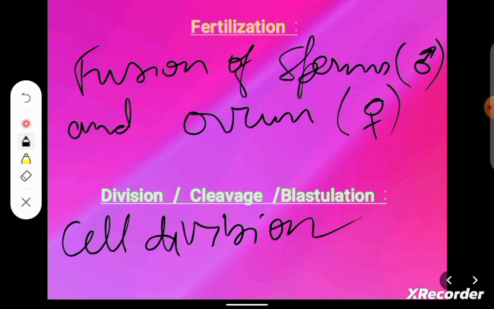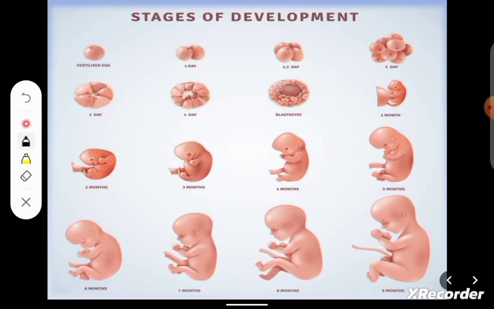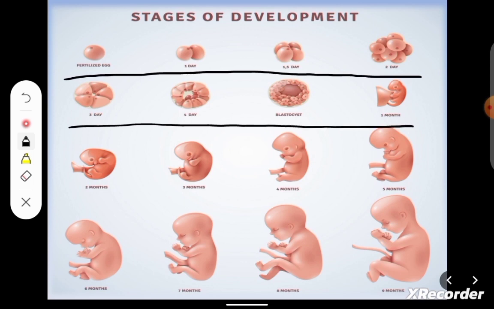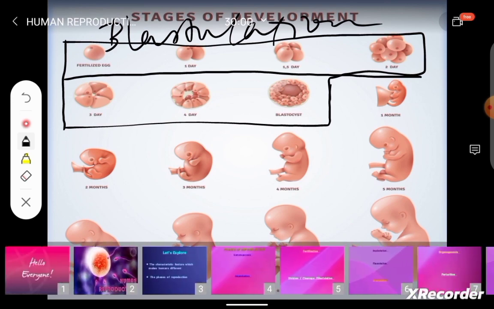Do you want to see the picture of blastulation? I will be showing you. See, here it is. These steps: the fertilized egg, 3 days, 5 days. Up till here you may consider it as blastulation. All the blastulation processes will be taking place, but up till here you can say that this is the blastulation process. Okay, so you've seen the picture of blastulation. Now let's go back.